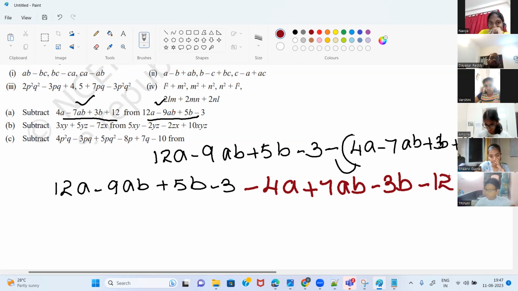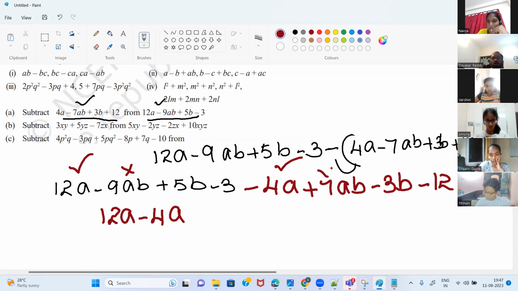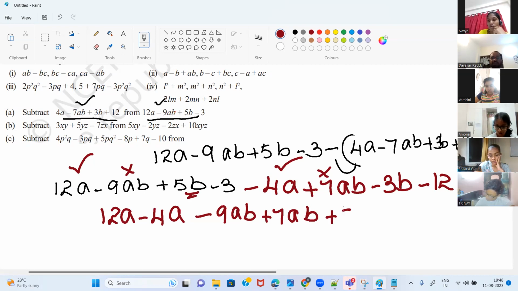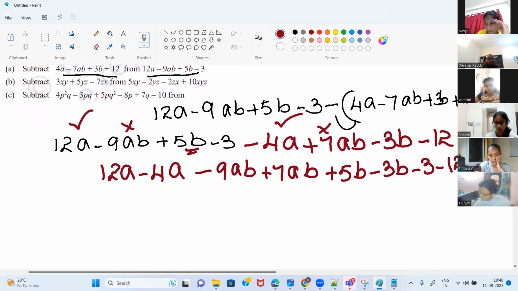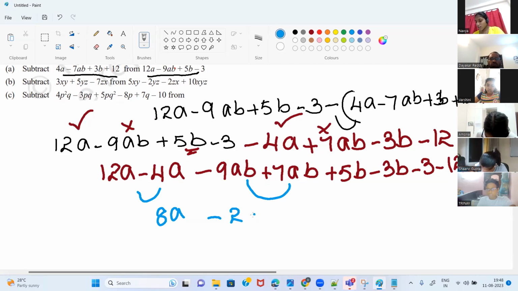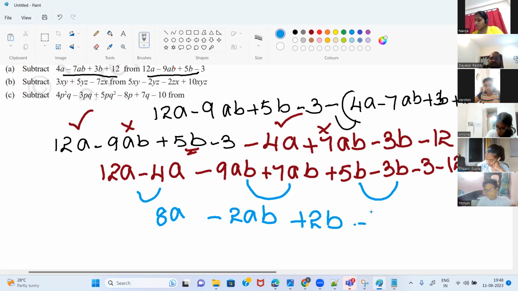Now we need to group the like terms together. Or you can write the answer directly also, because these two are like terms. 12a minus 4a. Next, these two are like terms: minus 9ab plus 7ab. Then plus 5b minus 3b. Next, minus 3, minus 12. Next, you need to simplify this. 12a minus 4a is 8a. I hope everyone knows addition and subtraction. It is just addition and subtraction. Minus 9ab plus 7ab is minus 2ab. 5b minus 3b is plus 2b. Minus 3, minus 12 is minus 15. Everyone got the same answer?